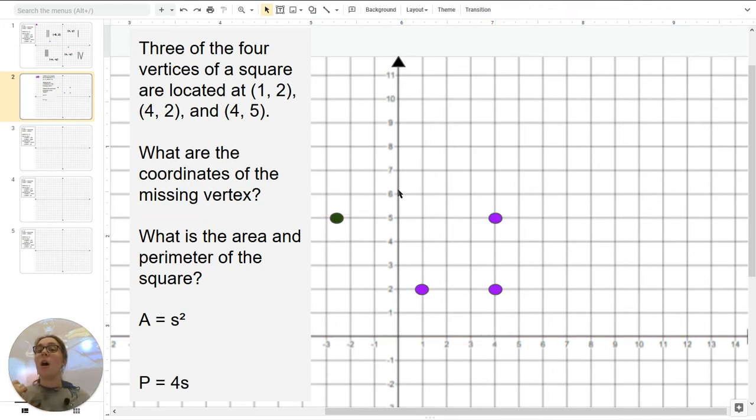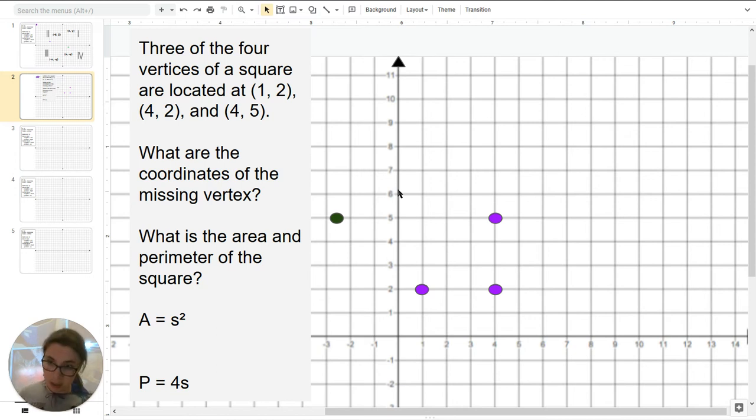The first question we're being asked here is, what are the coordinates of the missing vertex? So we have 1 corner missing. We have a square, but it only has 3 corners so far. So what is the fourth corner? Squares have 4 corners. So we're going to use what we know about squares to solve this.